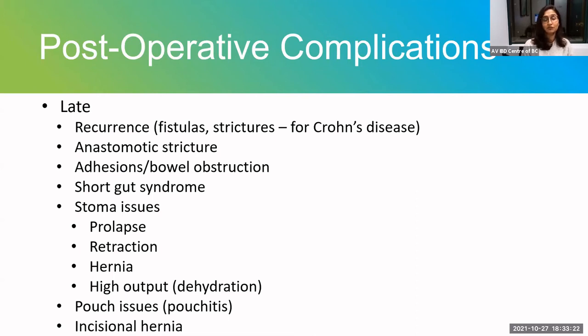Again, patients can have stoma issues in the long term, such as prolapse, retraction. They can have a hernia around the stoma. They can have high output causing dehydration. And again, some patients with J pouches or any type of pouch can have pouch issues such as pouchitis. They can have pouch obstruction, because where we make that connection between the pouch and the anus can also stricture down. And of course, with any abdominal surgery, patients are at risk of having incisional hernias.